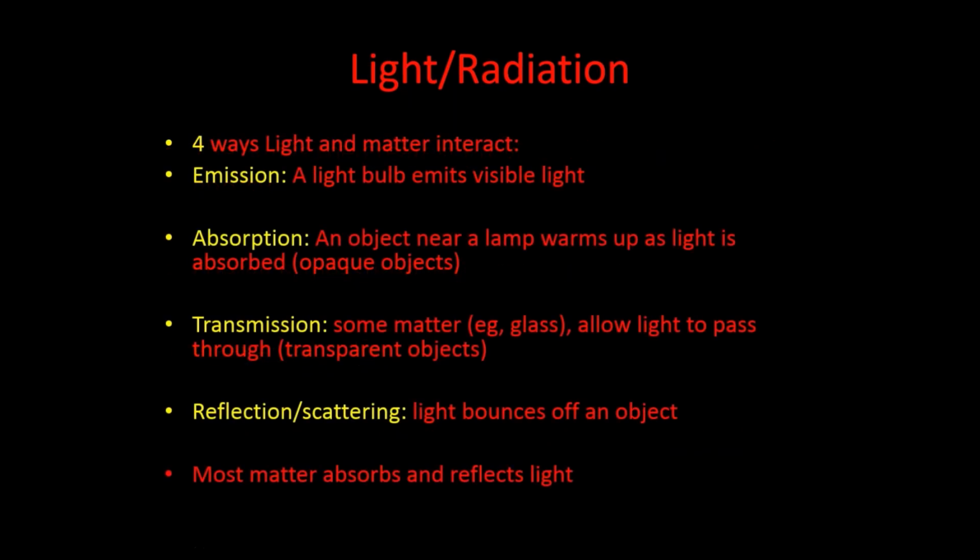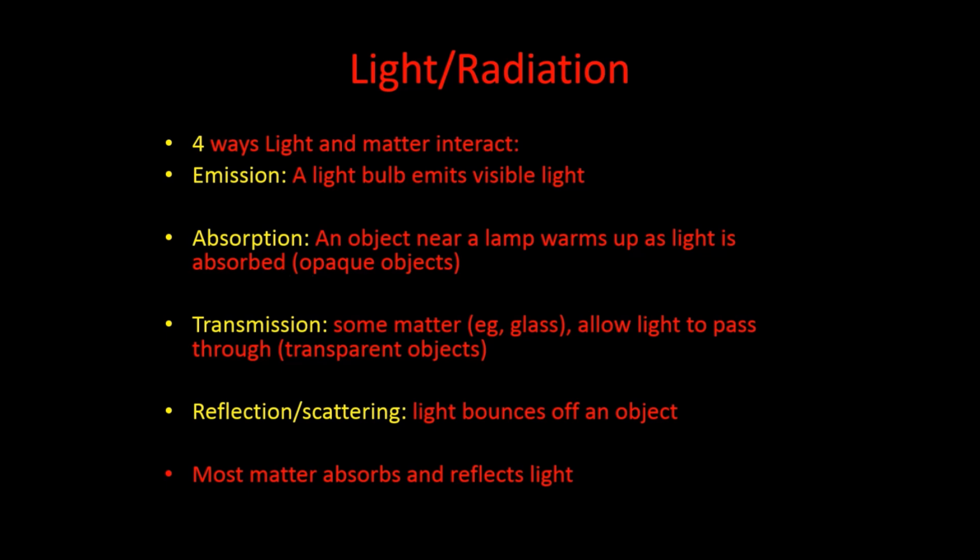So when we're dealing with radiation and light, there are 4 ways that light and matter can really interact. Emission: take something like the sun or a light bulb. These are sources which give out light. Absorption: if you put a dark object near a lamp, you'll feel it heat up. This is an object absorbing radiation. Radiation is incident on it, and it is absorbed into the material.